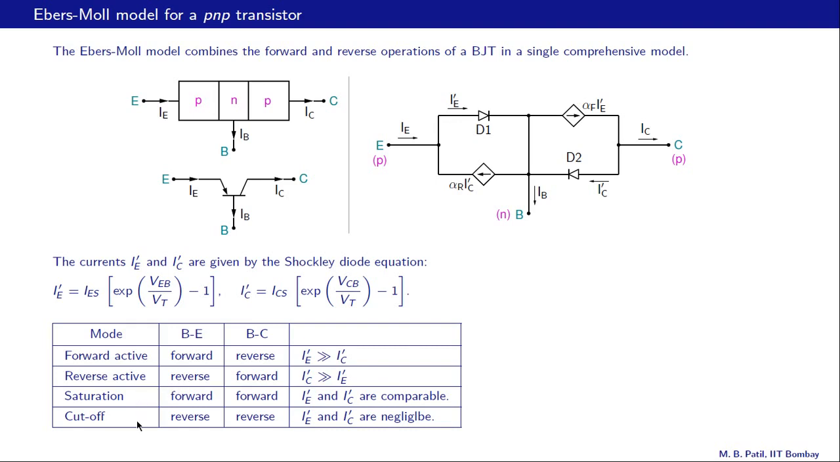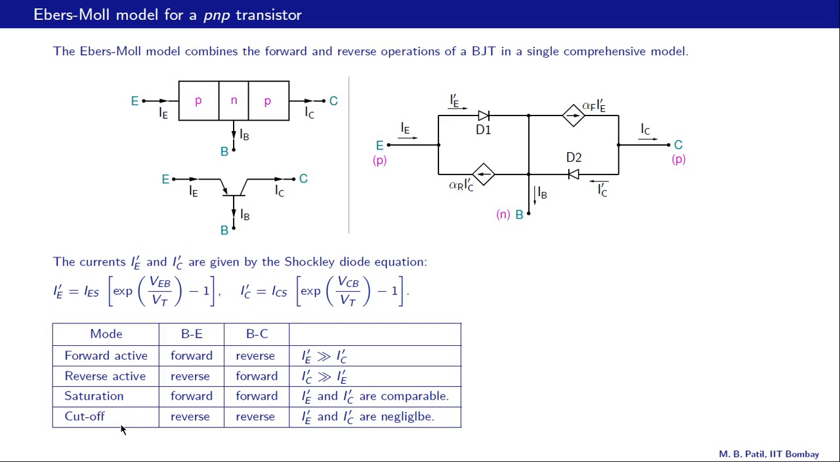And these are the other two modes we have not seen so far. There is a mode called saturation. In that mode, both of these junctions are under forward bias. So the base emitter junction is under forward bias, base collector junction is also under forward bias. And because of that, both IE prime and IC prime are now substantial, and they may even be comparable.